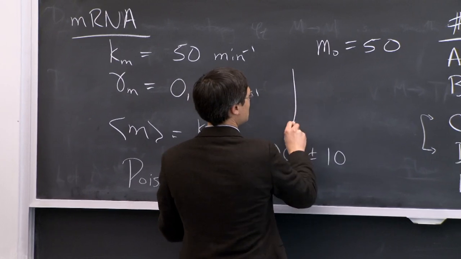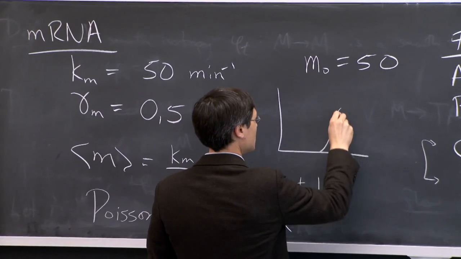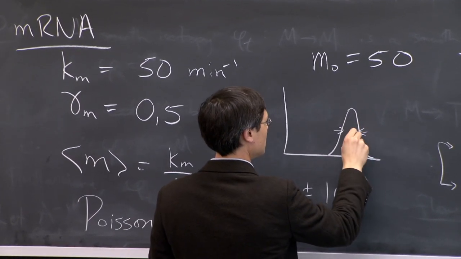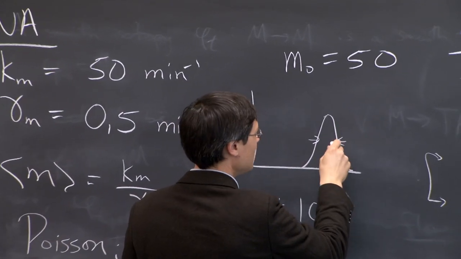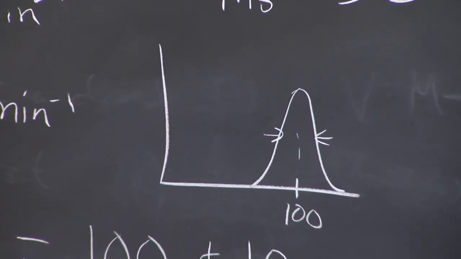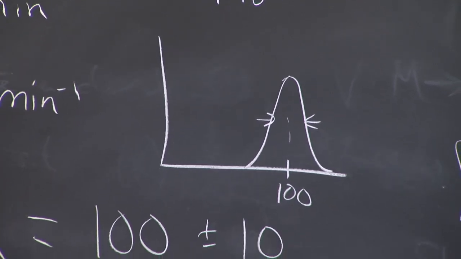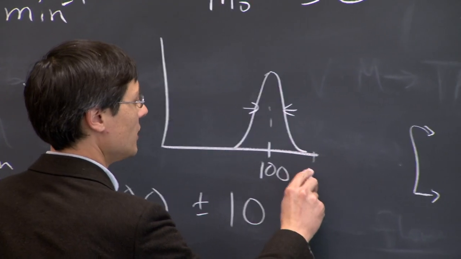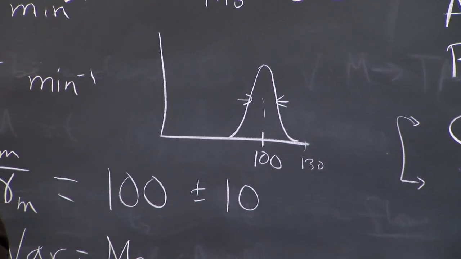All right, so what it means is that at equilibrium, we're going to be at 100, and it's going to kind of look like this. This might be 2 sigma, so this could be 20, but each of these is 10. So if you want to capture this, you might want to go out to a few sigma. Let's say you want to go out to 3 sigma, then you might want to get out to 130, maybe. If you want to be more careful, you go up to 140, 150.